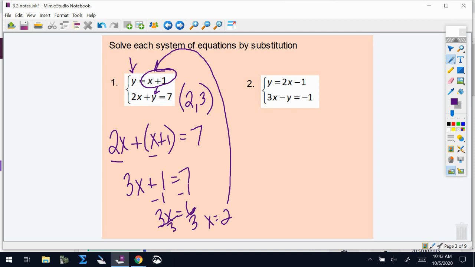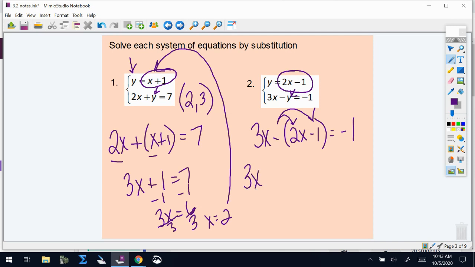Next one, you have this entire 2x minus 1. It's going to go in for y. So I'm going to have 3x minus, instead of y, I'm going to put that circled quantity, 2x minus 1, equals negative 1. The parentheses are important now because they tell us that we need to distribute that minus sign. So you have 3x minus 2x when I distribute the minus sign, and then a plus 1. You're going to combine like terms.